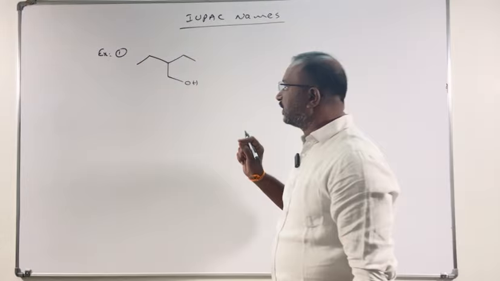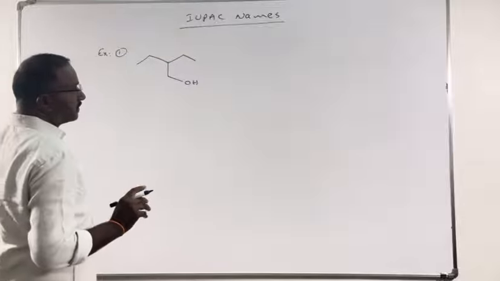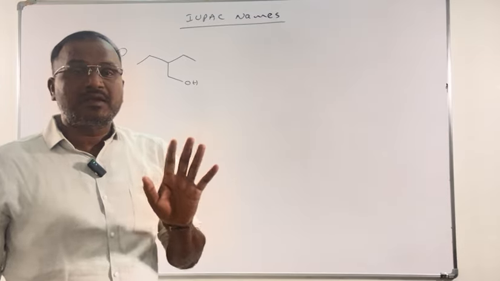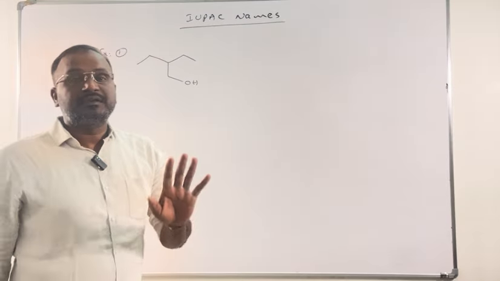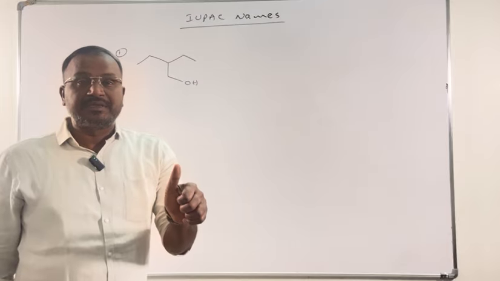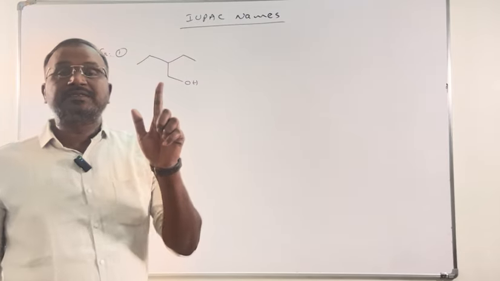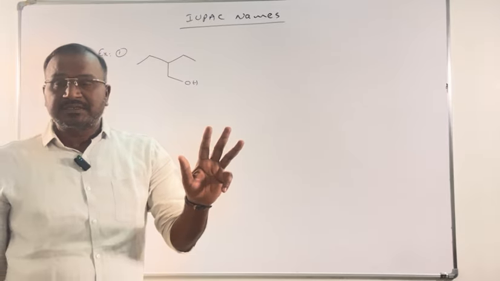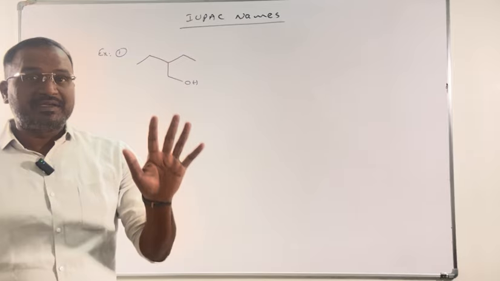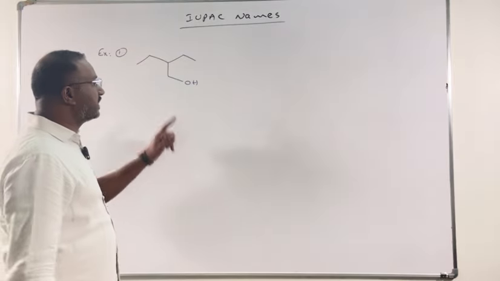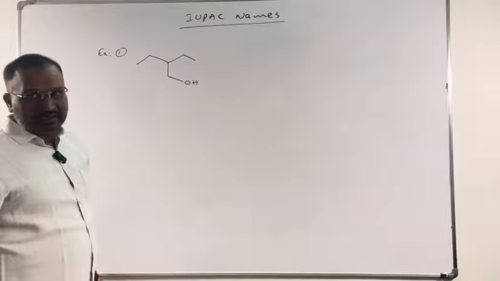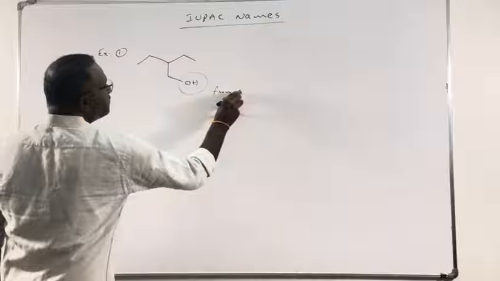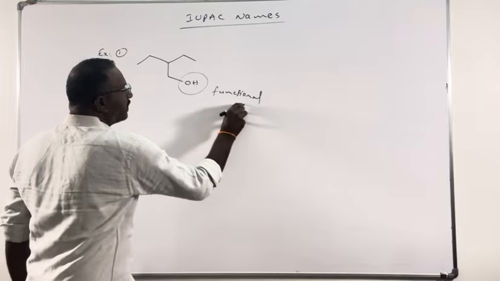Let me see now. If you see the structure, as I already told you, five concepts must be considered to write the IUPAC name. The first concept is the root word, second is the primary suffix, next is the secondary suffix, the fourth is the primary prefix, and the last is the secondary prefix. Here, what is there? This is the only functional group we have.